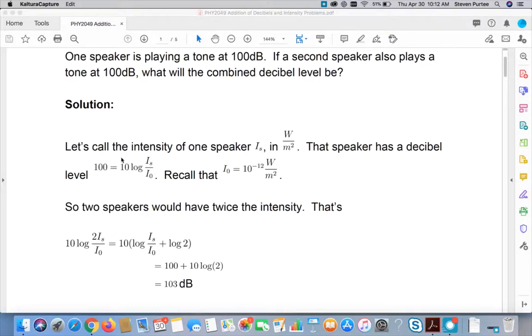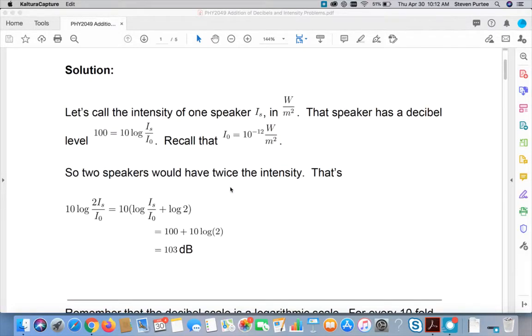Well, what if we make it two speakers? Well, the intensity is linear. The I's are linear. The decibels are not, but the I's are. So two speakers would have twice the power per square meter. And now we just use rules of logs. Remember, log of a product multiplied outside becomes added inside. So log of 2 times I_s would be log of I_s over I naught plus log of 2.